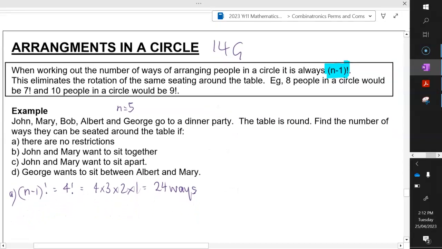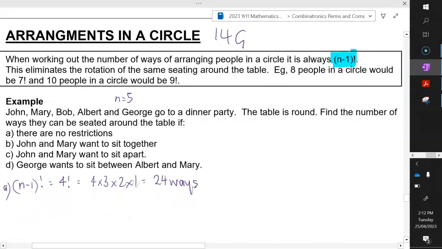So we've got John, we've got Mary, Bob, Albert, and George. So we've got 5 people. They're going to a dinner party. The table is round. We want to find the number of ways that they can be seated around that table. Now, the first one's fairly straightforward. A is saying there are no restrictions. So when there's no restrictions, that is when we're looking at this n-1 factorial.